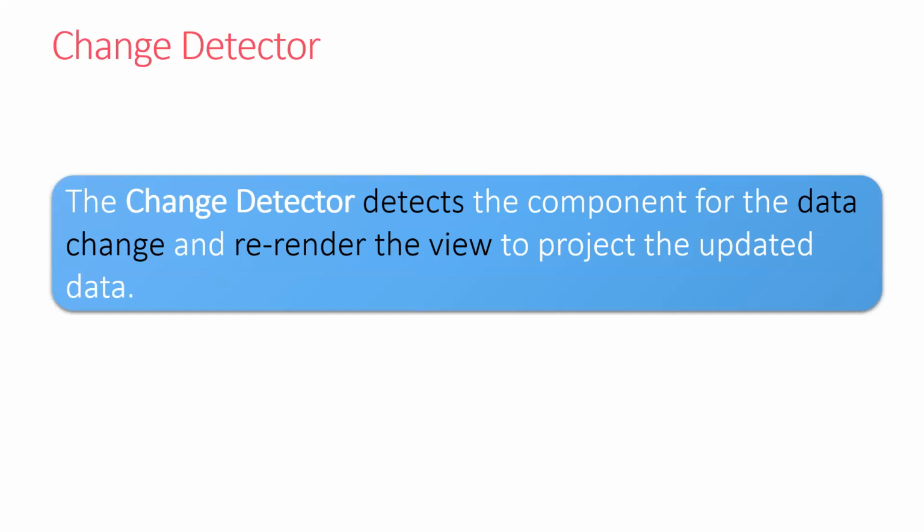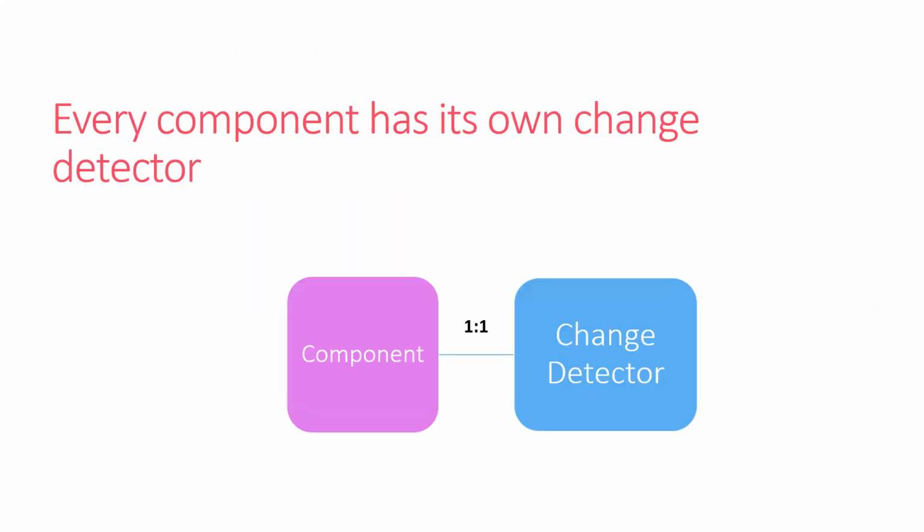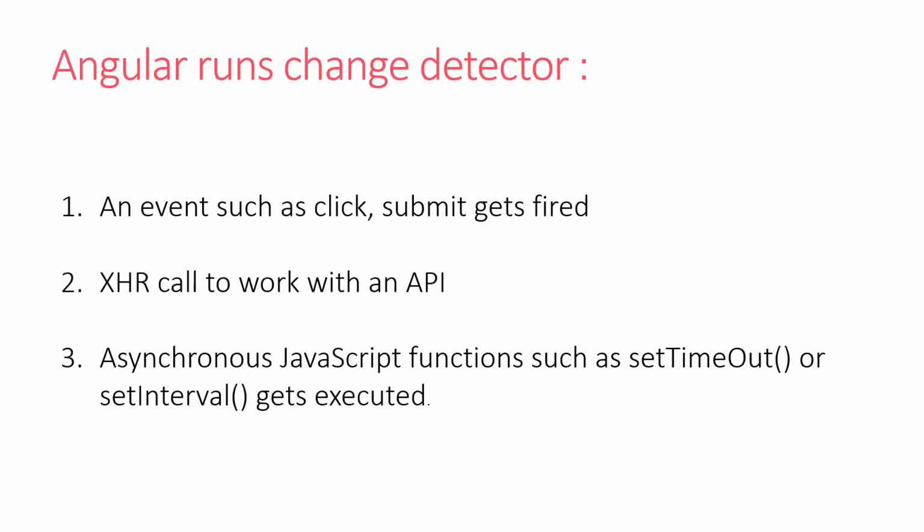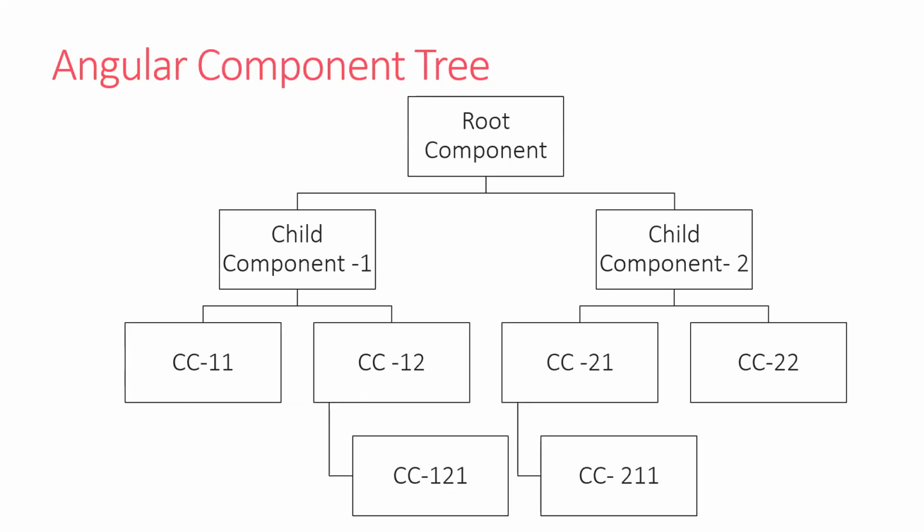So the change detector detects the component for the data change and re-renders the view to project the updated data. I'm sure all of you understand that. Every component has its own change detector. Angular runs the change detector when an event such as click or submit gets fired, an XHR call to work with an API is made, or an asynchronous JavaScript function such as setTimeout or setInterval gets executed.